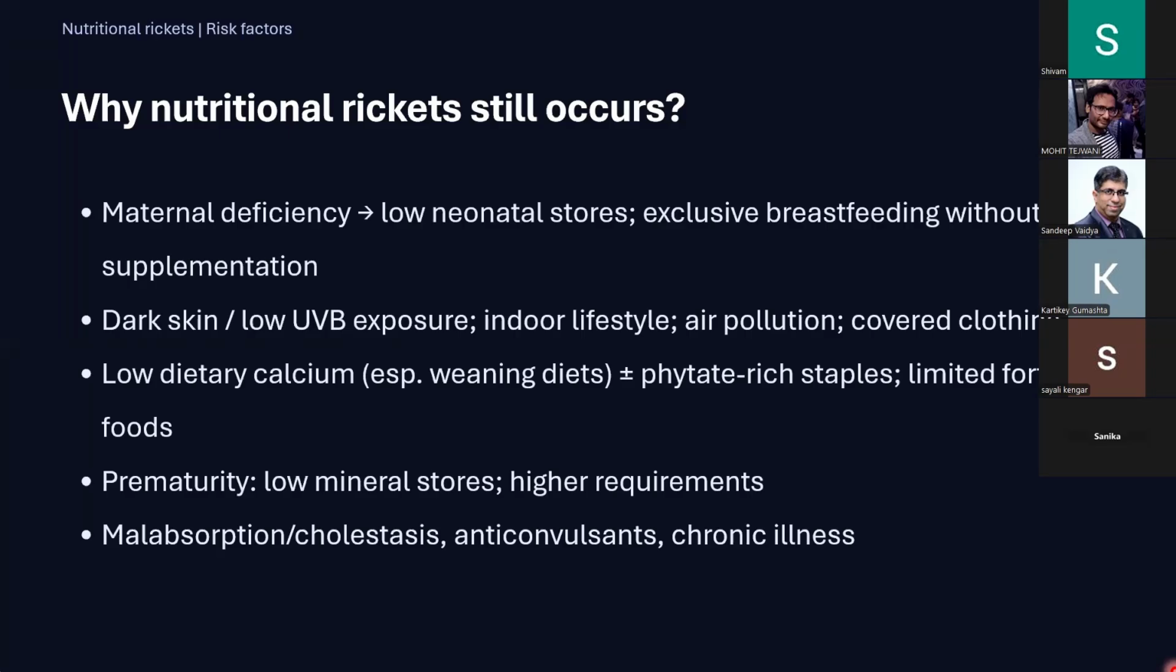Also, there is low dietary calcium in weaning diets, and in a lot of places there are phytate-rich staples and limited availability of fortified foods. Prematurity is a major risk factor because there are low mineral stores, and malabsorption and cholestasis also can be responsible for low availability of vitamin D. Anticonvulsants cause higher excretion of vitamin D, thus causing a deficit in vitamin D, and so do chronic illnesses.